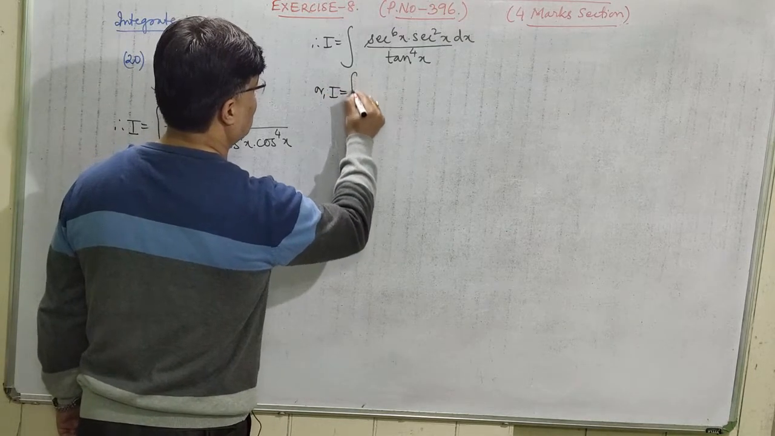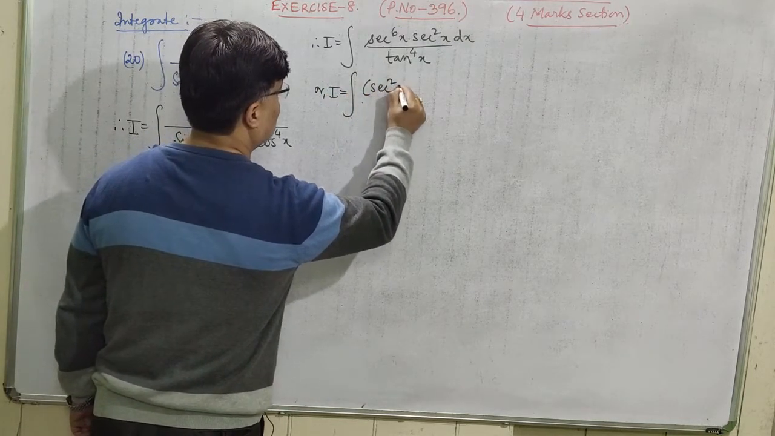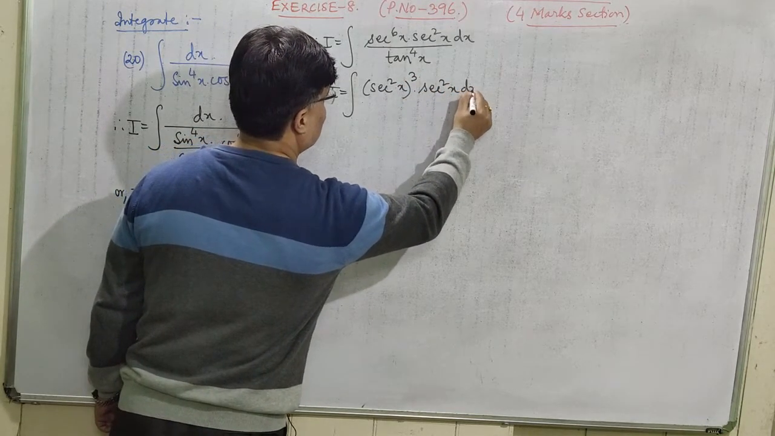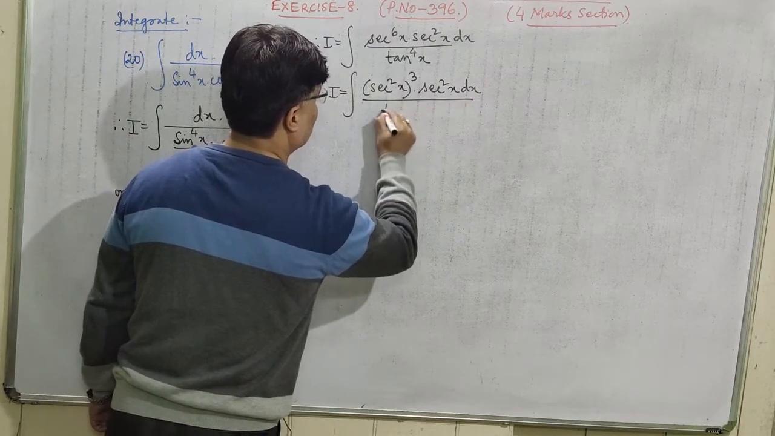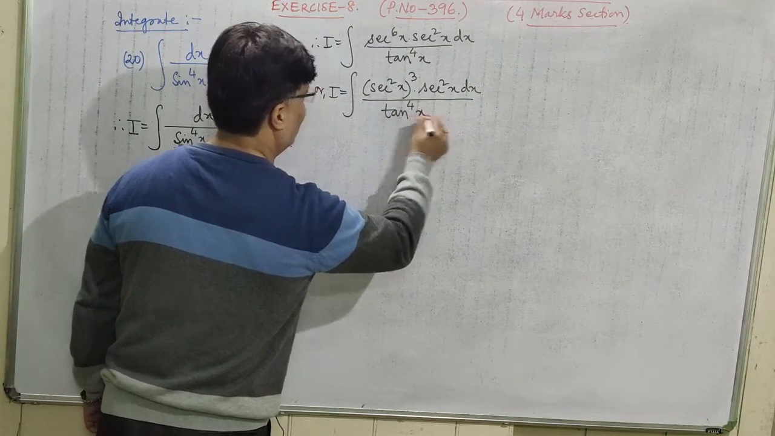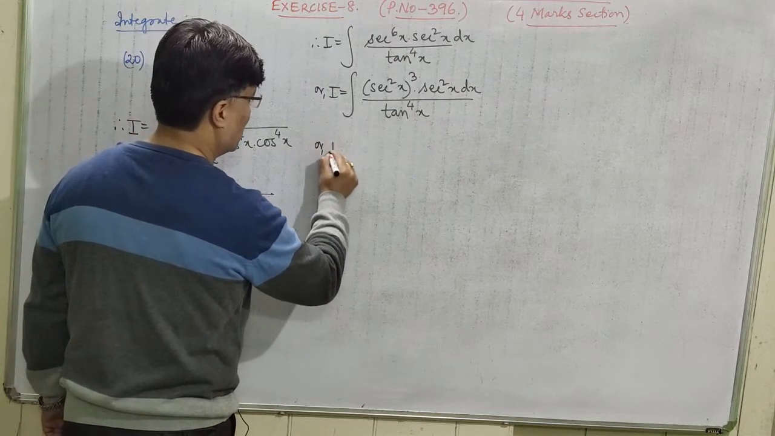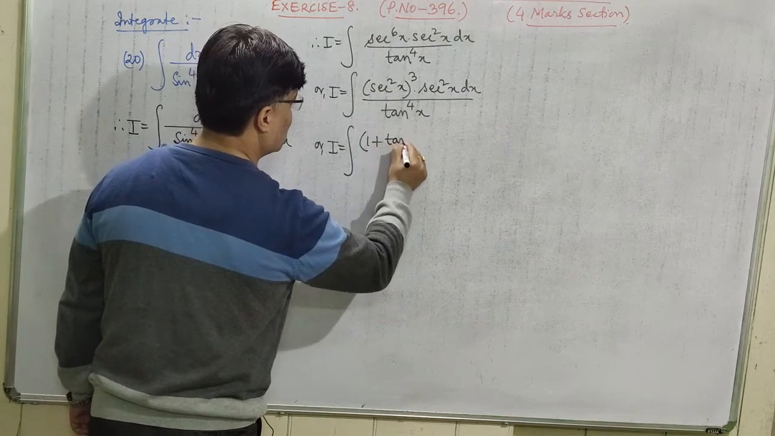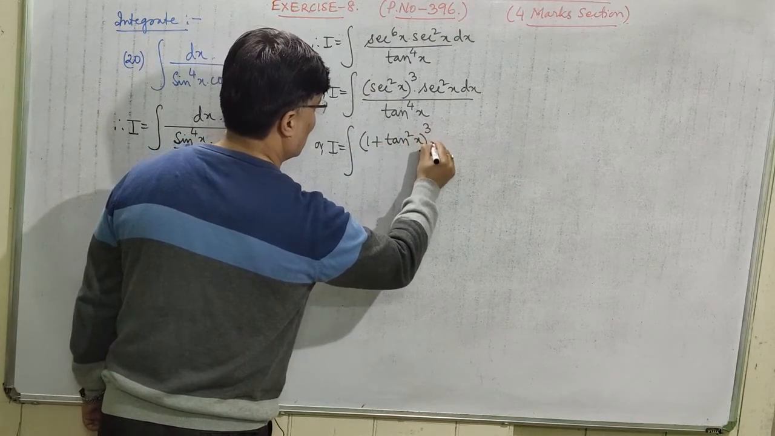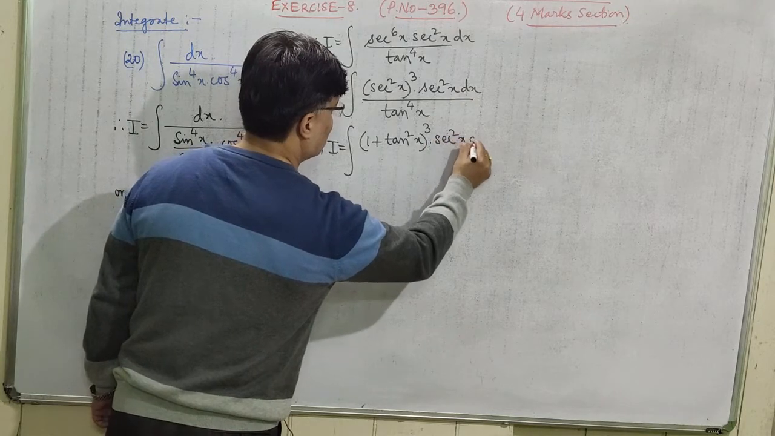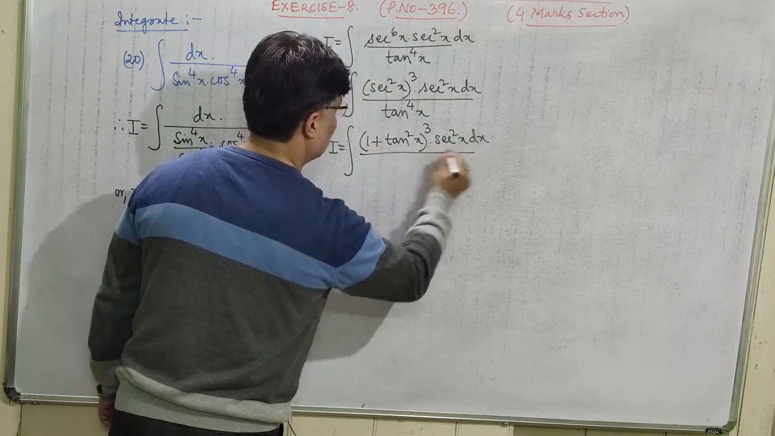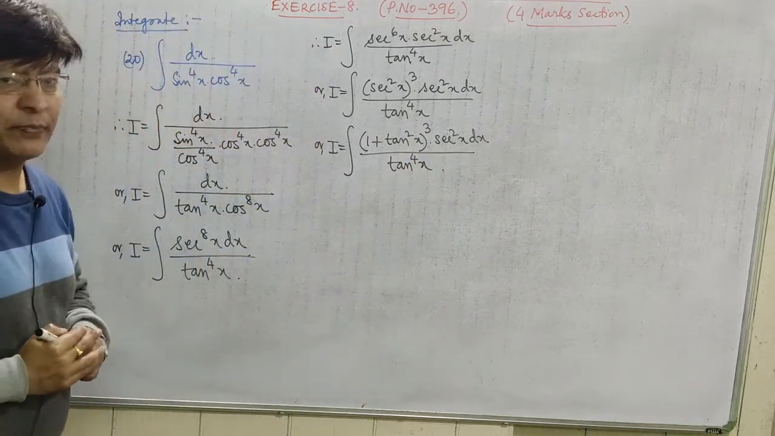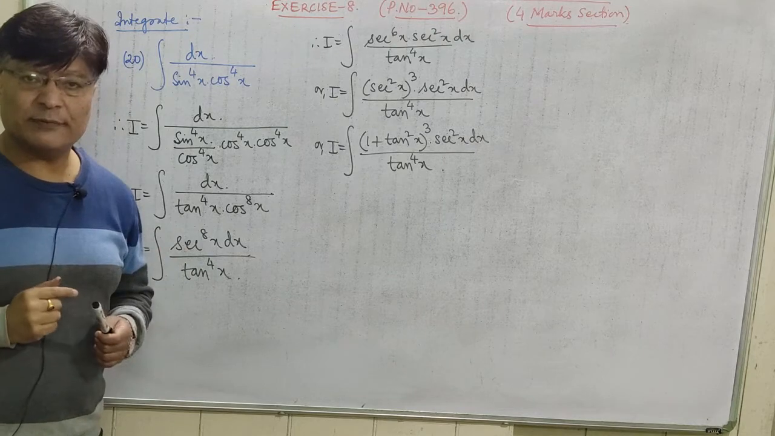Or I is equal to integration of (sec square x) whole cube into sec square x dx divided by tan to the power 4x, right? So or I is equal to integration of (1 plus tan square x) whole cube into sec square x dx divided by tan to the power 4x. So now you can do the method of substitution.